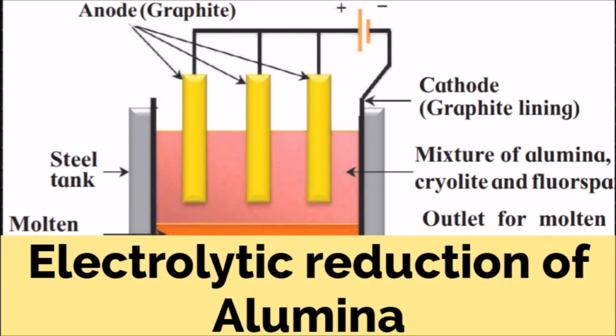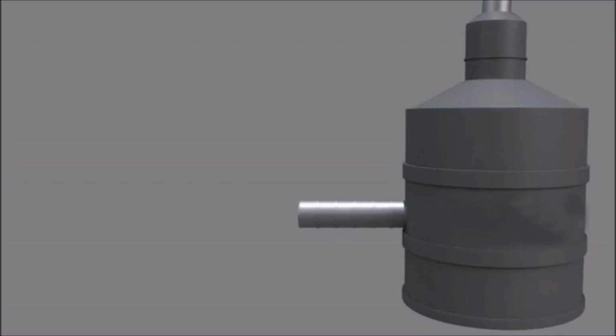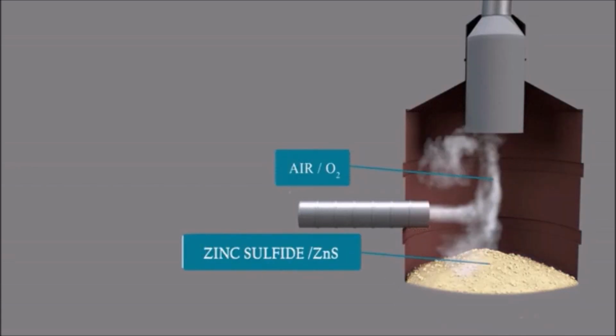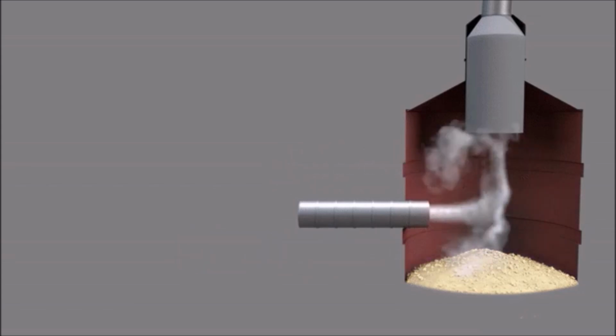Now let's learn about the next step, which is called refining of metals. The metals produced by various reduction processes described above are not very pure. They contain impurities which must be removed to obtain pure metals. The most widely used method for refining impure metals is electrolytic refining.